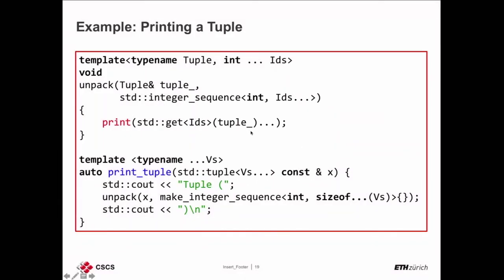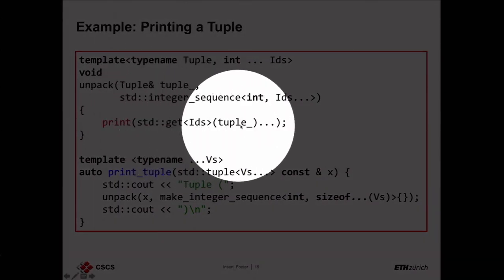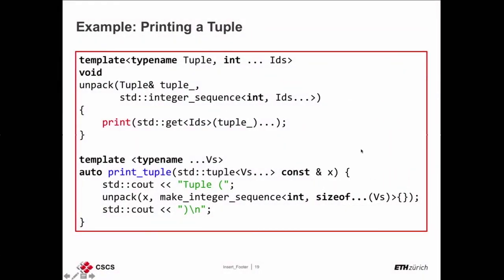So now I can access all the elements of my tuple in a single call, and I can call my old function that prints the values. And this expands as get<0> of tuple, comma, get<1> of tuple, comma, get<2> of tuple, up to all the values. And this is the pattern expansion that we've seen.